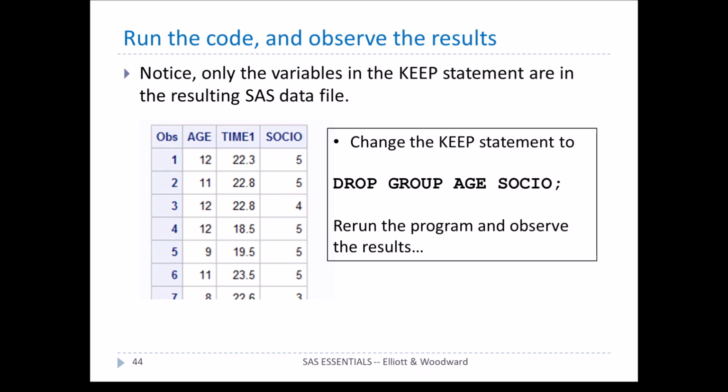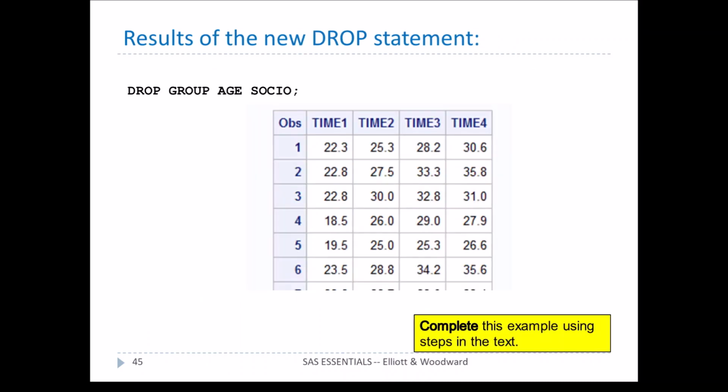All right, in this case, notice we ended up with only age, time 1, and socio. Now, just for the heck of it, change that to group, age, and socio, and rerun it. And in this case, you should see that those are the variables then that are in your output. And there it is, where I've dropped group, age, and socio, and so all I have left are the time variables.